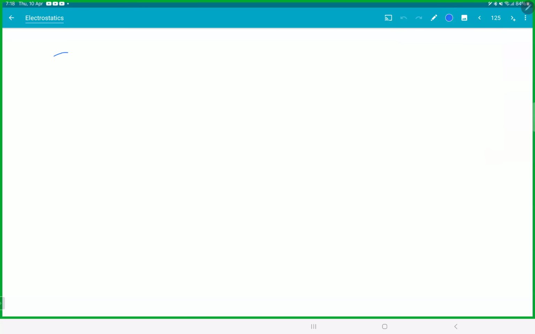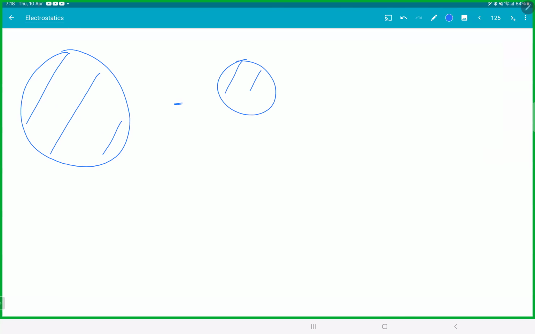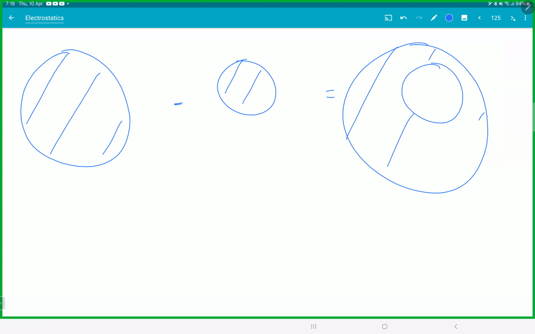So I will take the full one, because I know the result for the full one. Then I will take the cavity one. That is also a solid sphere. I know the result. If I subtract these two, I should get this guy. Right?